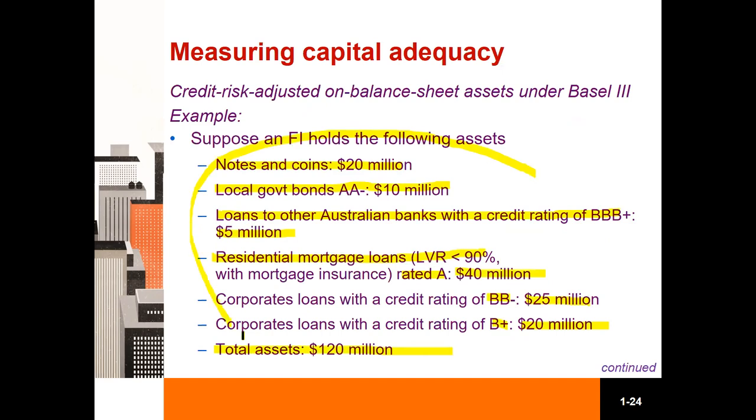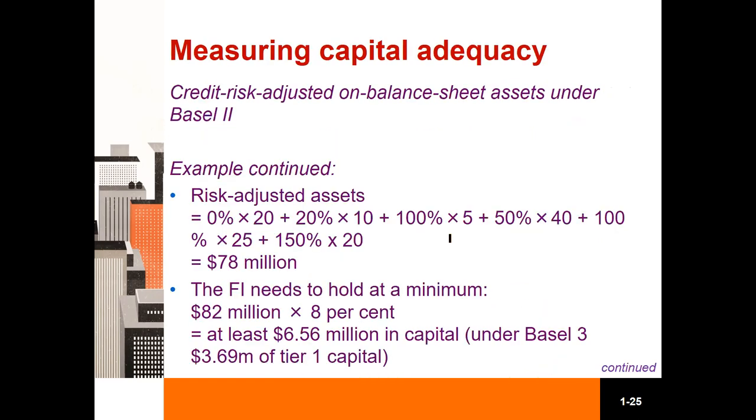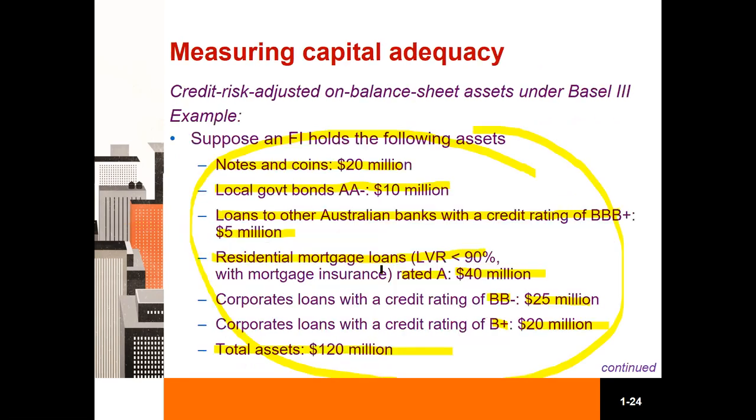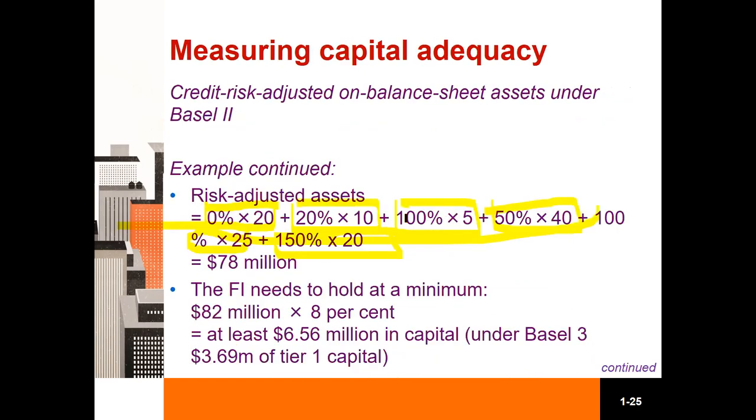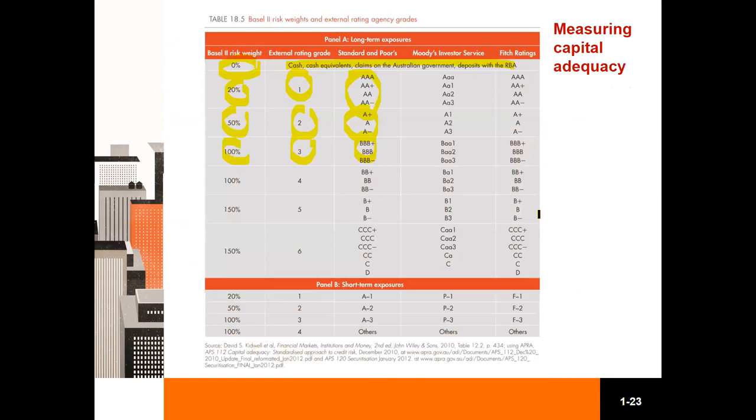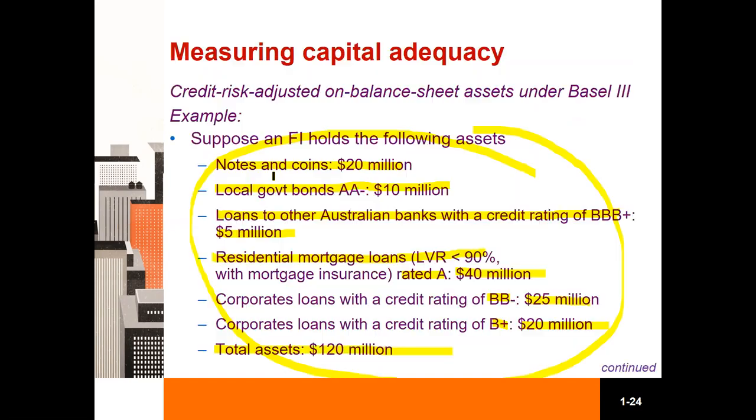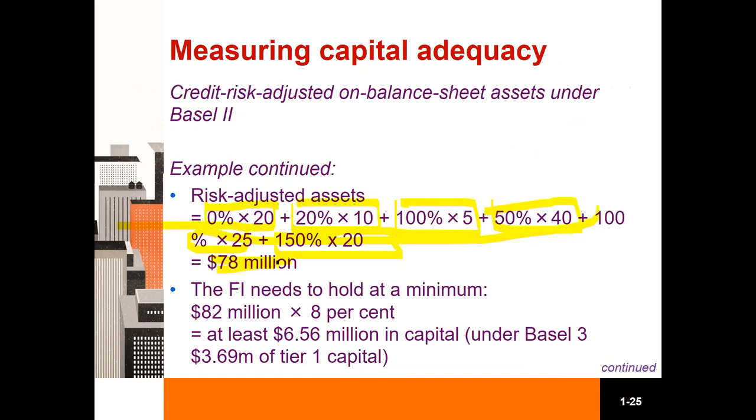Now, this is what the balance sheet assets look like. Now we need to calculate risk-adjusted assets. And as we have said, to calculate risk-adjusted assets, each asset needs to be multiplied by its risk weighting. So for each of these assets, which are 20 million, 10 million, 40 million, 25 million, each is multiplied by its risk weighting, and the risk weighting comes from this table, as I indicated earlier. And finally, we get the risk-adjusted assets, which is $78 million.